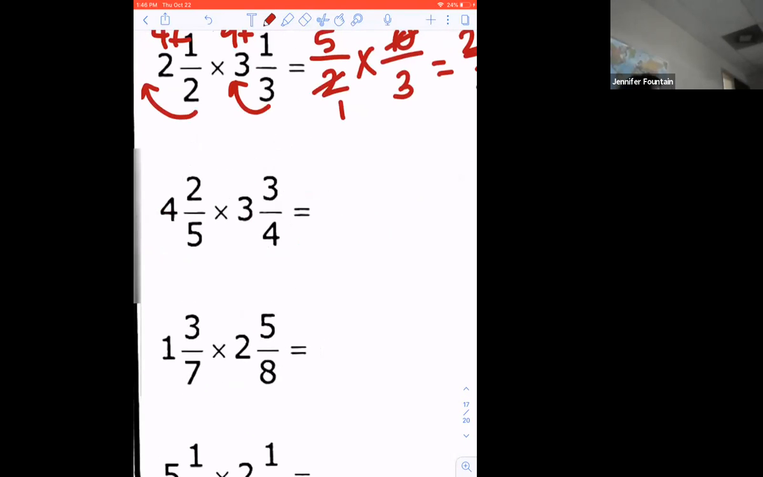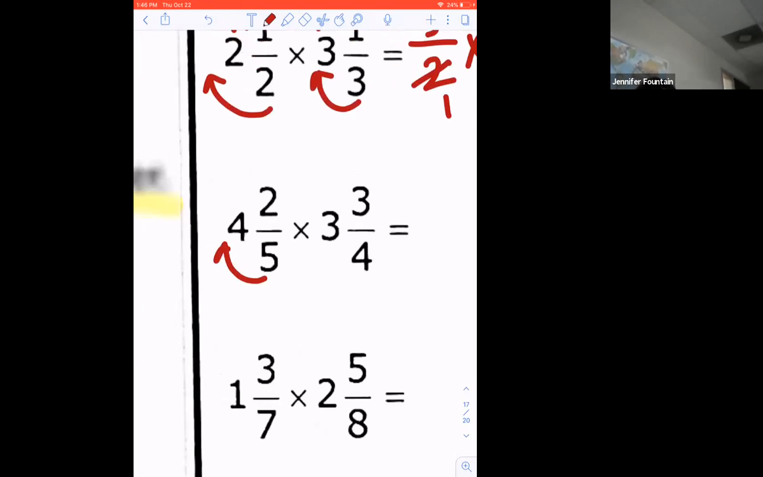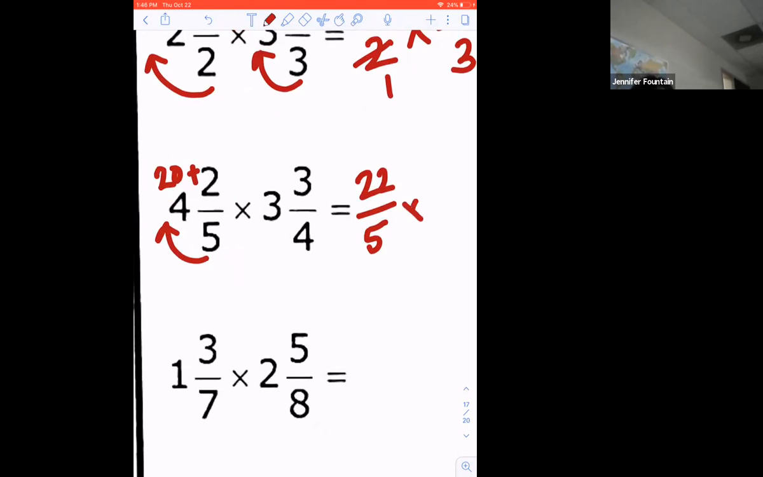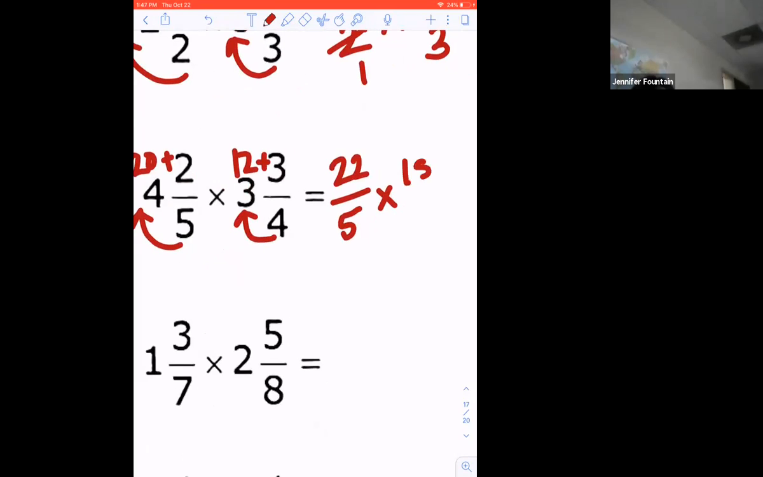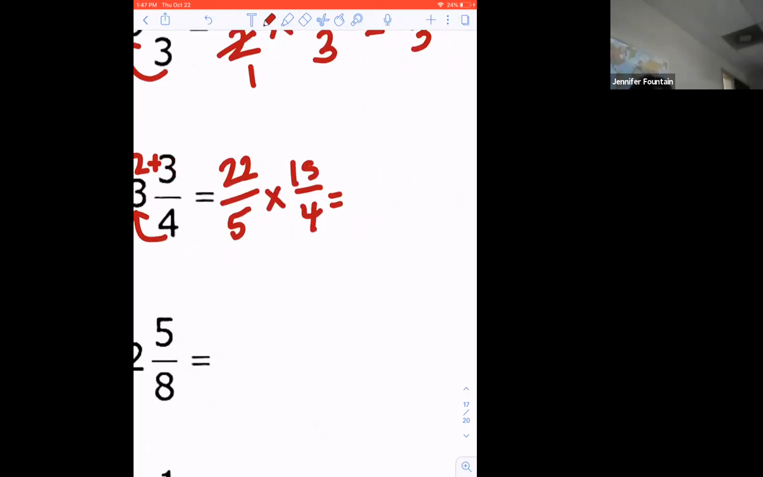Look at the next one. This is my first step. Convert to improper fractions. So 5 times 4 is 20. 20 plus 2 is 22. Keep my denominator of 5. Times 4 times 3 is 12, and 12 plus 3 is 15 over 4. All right, what can we put here? 15 and 5. Okay, 15 and 5, what are they both divisible by? 5. 15 divided by 5.